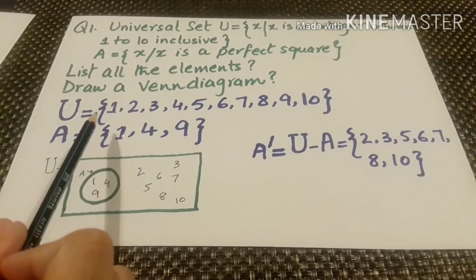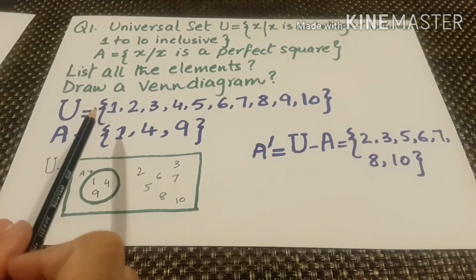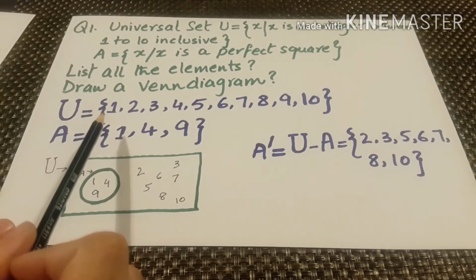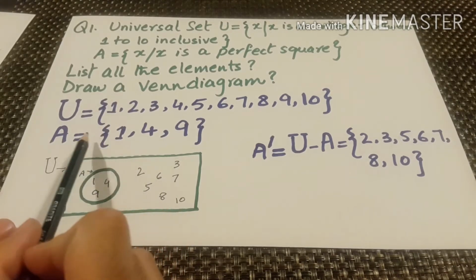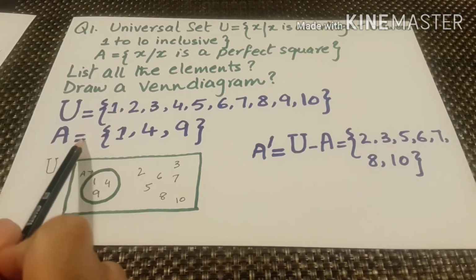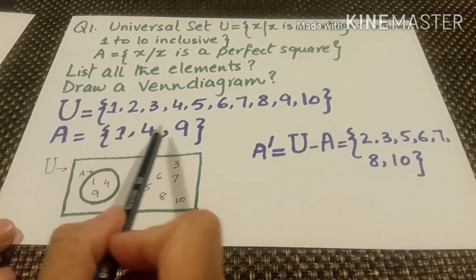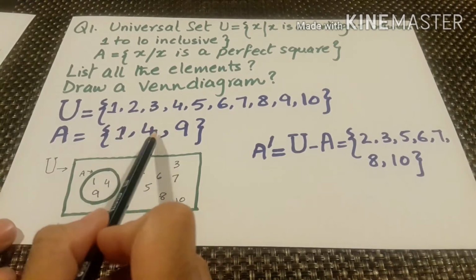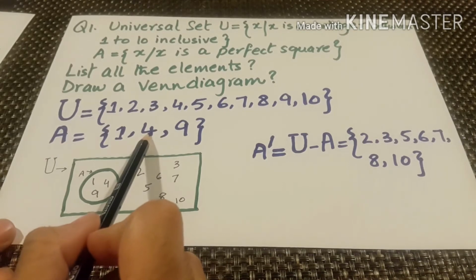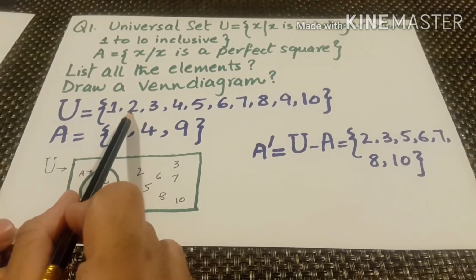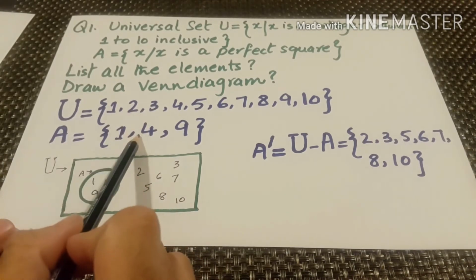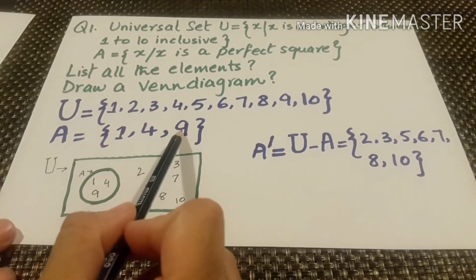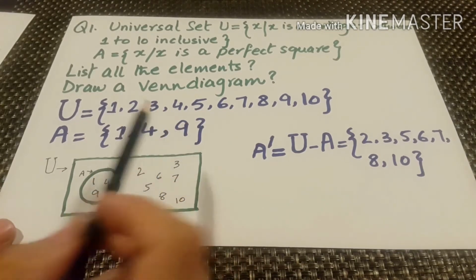And A is equal to x such that x is a perfect square. Now we can see that set A is equal to 1, 4 and 9. They are the perfect squares. 4 is the perfect square of 2. 2 multiplied by 2 is 4 and 3 multiplied by 3 is 9.